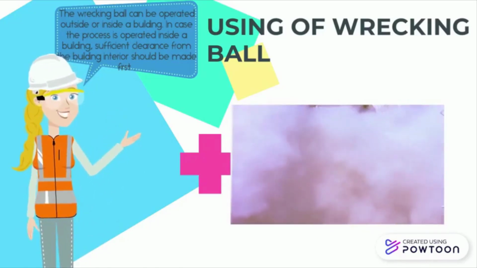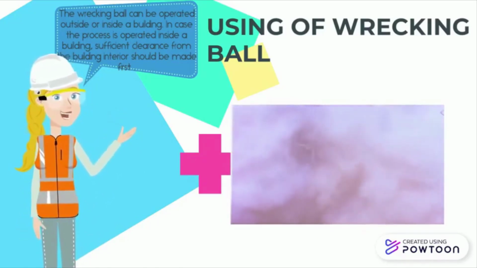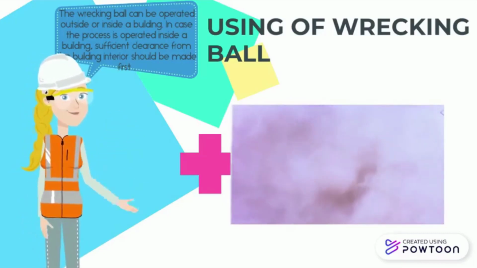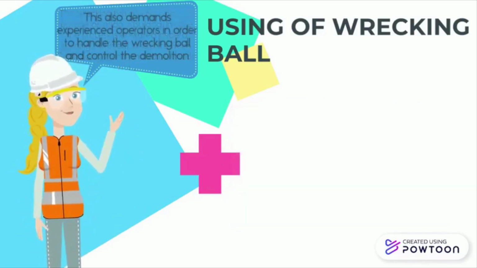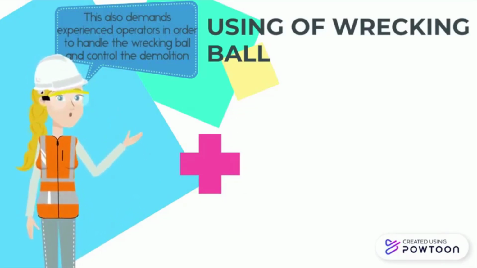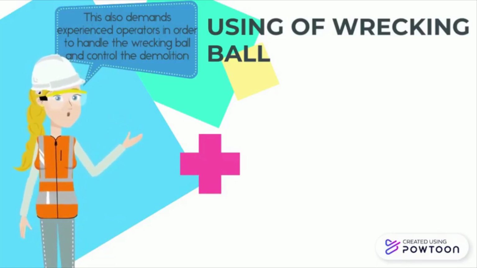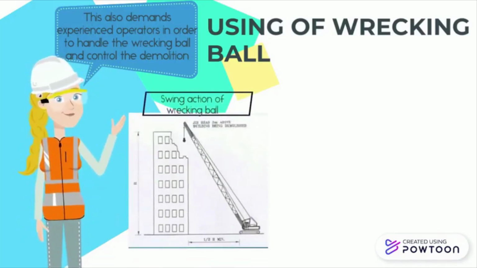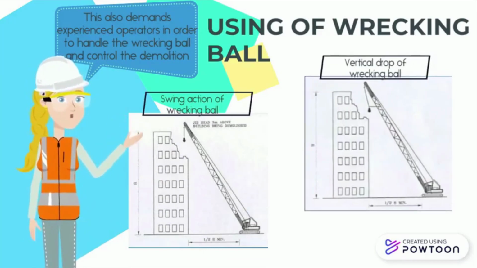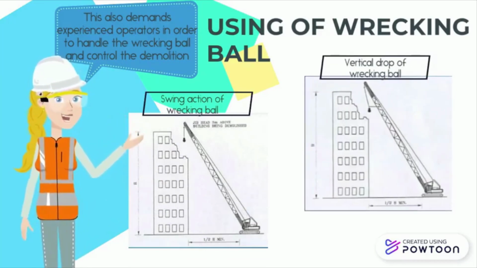In case the process is operated inside a building, sufficient clearance from the building interior should be made first. This also demands experienced operators in order to handle the wrecking ball and control the demolition. This diagram shows the swing action of the wrecking ball, and this diagram shows the vertical drop of the wrecking ball.